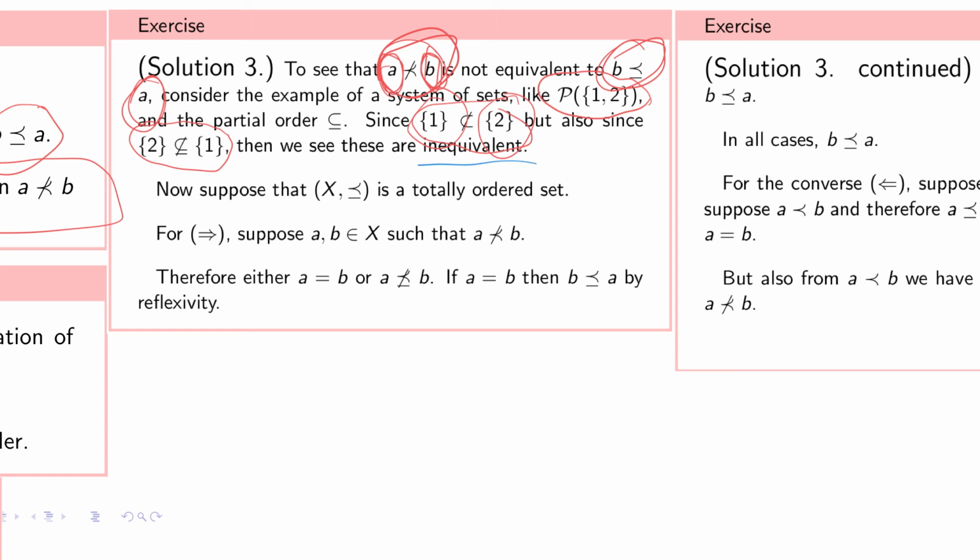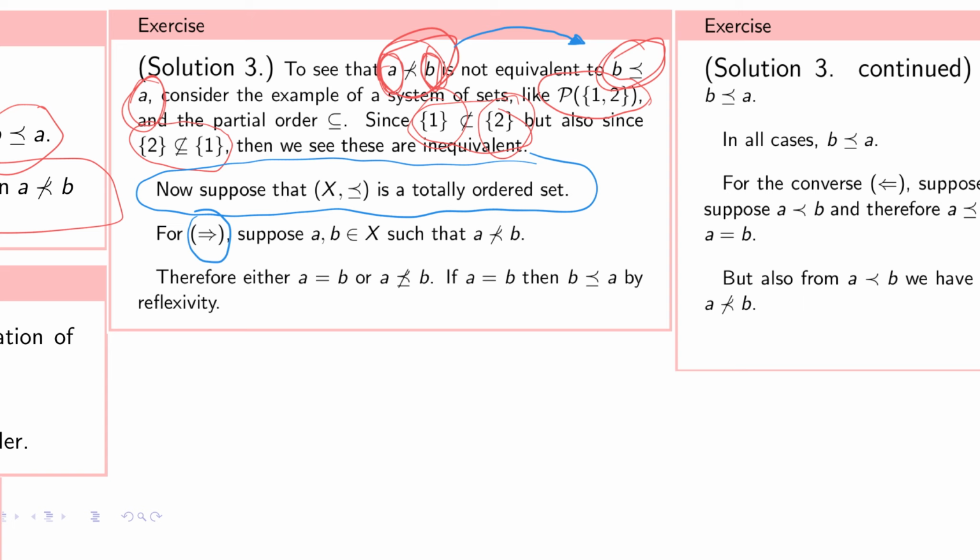So let's now assume that we have a totally ordered set and show that they are equivalent. We'll first approach the left to right direction, meaning that we will take some two elements A and B such that A does not precede B, and show that the reverse ⪯ does hold.